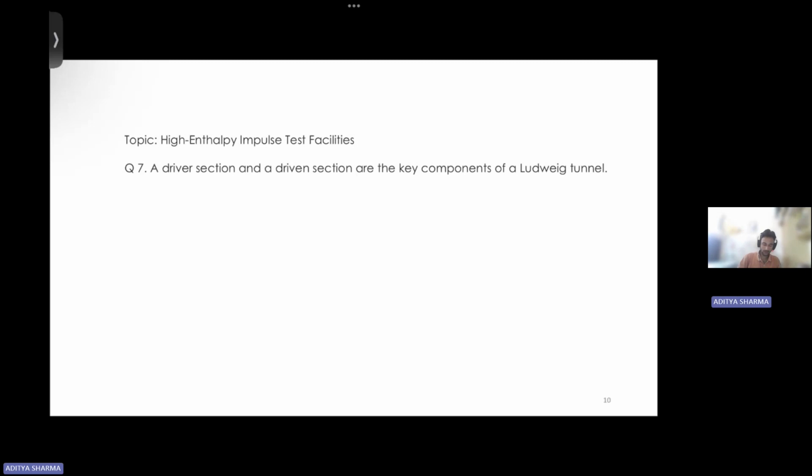Okay, so next question, question number 7. It is also on high enthalpy impulse test facilities. It says that a driver section and a driven section are the key components of a Ludwig tunnel. So whether this statement is true or false.